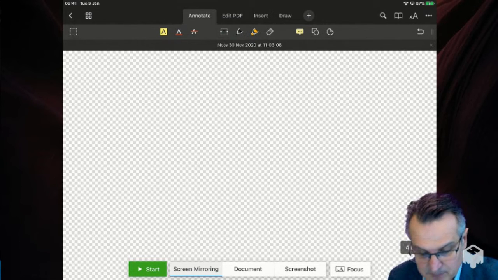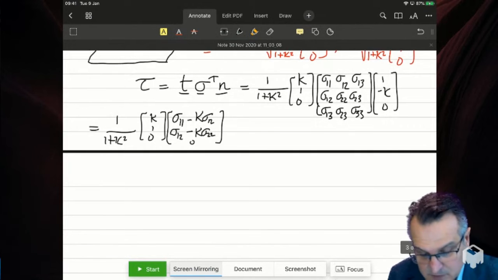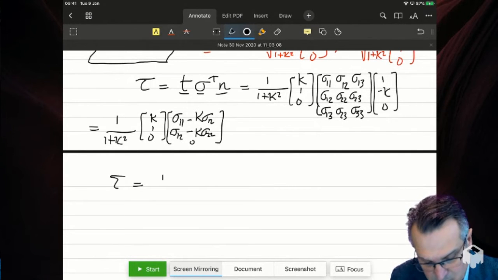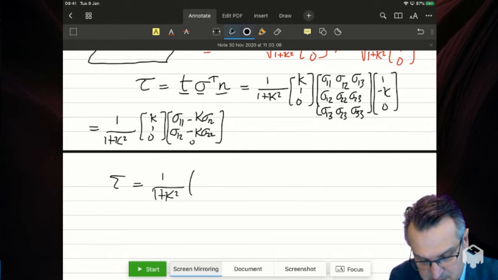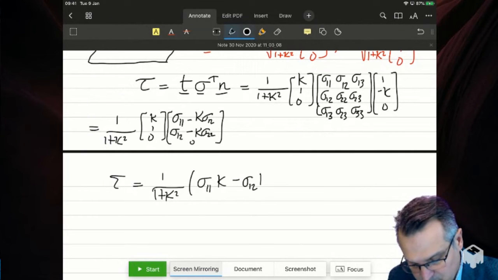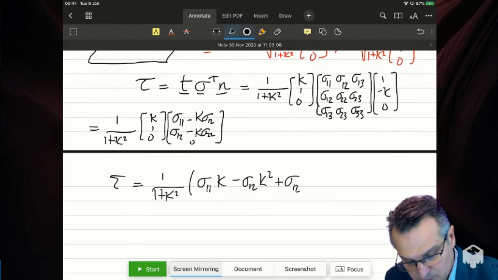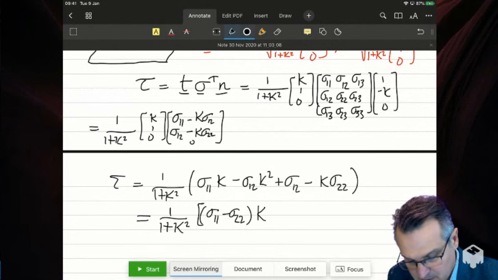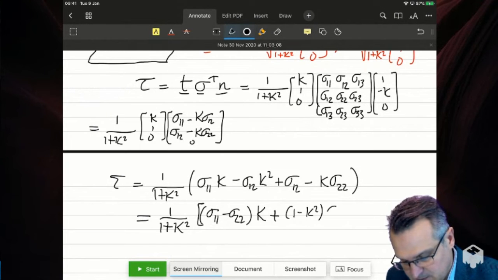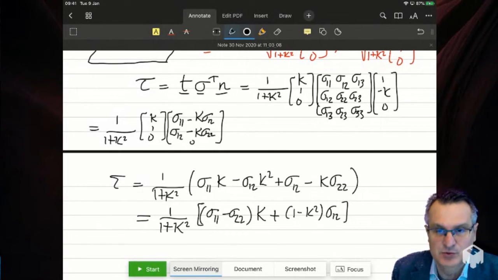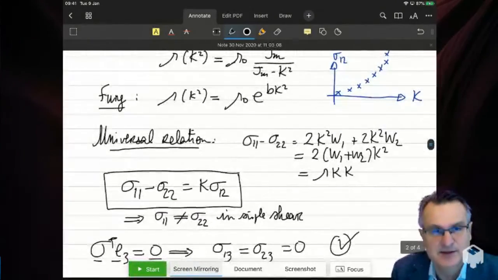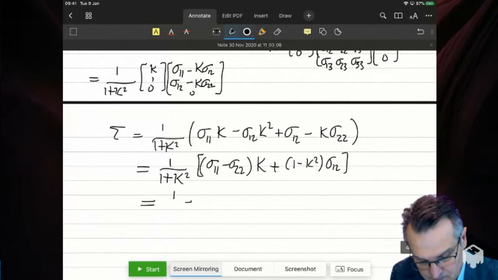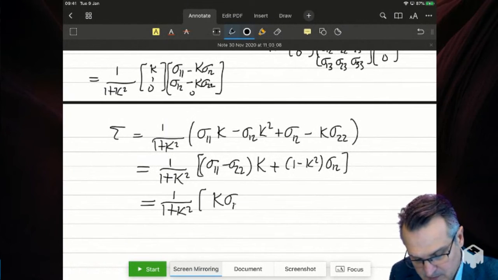And now this dot product is going to be 1 over 1 plus k squared times sigma 11 k minus sigma 12 k squared plus sigma 12 minus k sigma 22. And now I can regroup things. I'm going to have sigma 11 minus sigma 22 times k plus 1 minus k squared sigma 12. And then sigma 11 minus sigma 22, I had that from my universal relation here. It's k sigma 12, k sigma 12 times k.